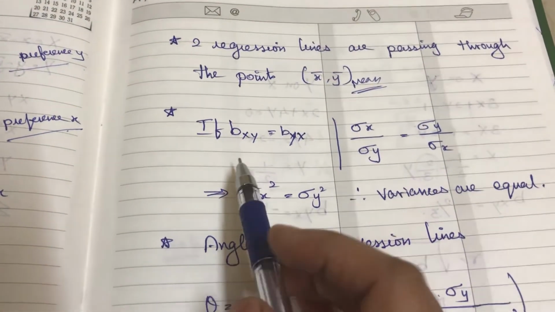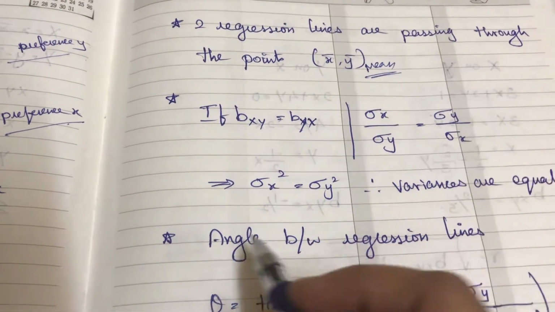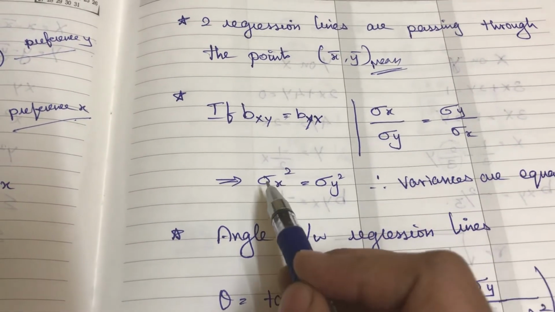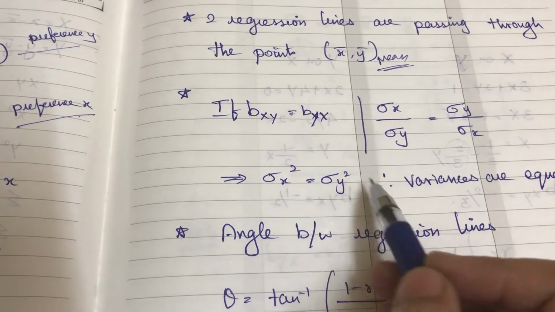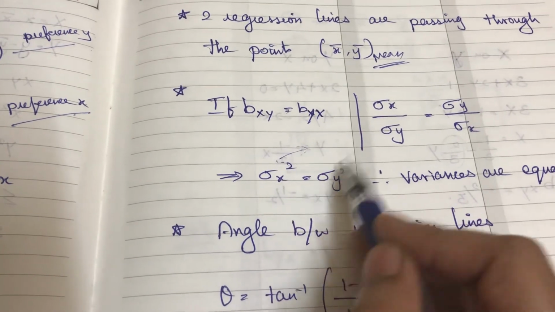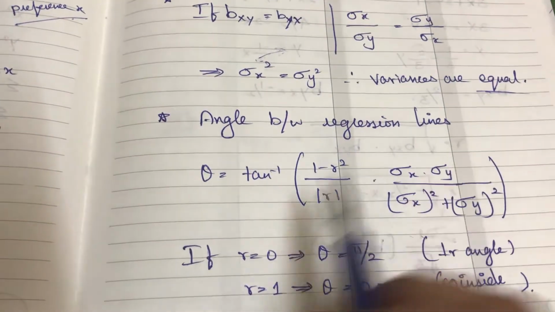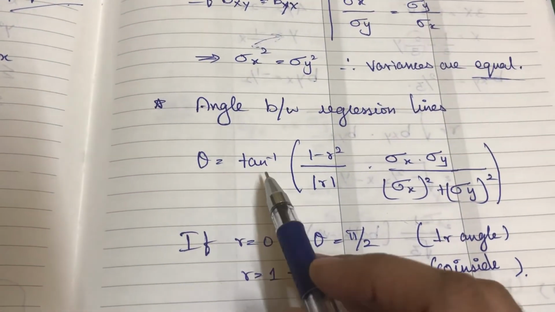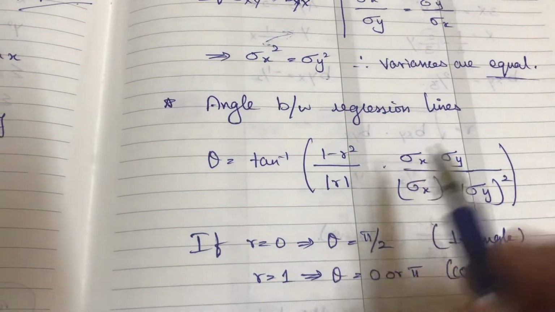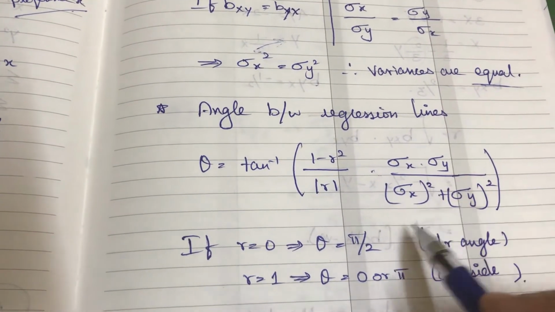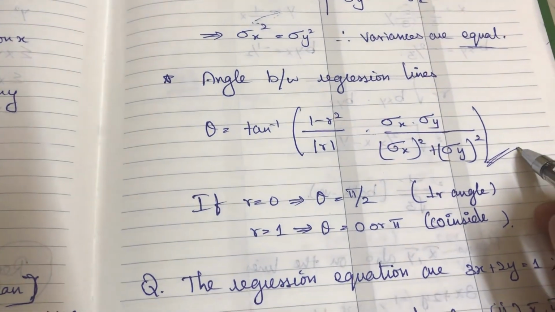Next, if these two regression coefficients are equal, I can easily write this as sigma x square equal to sigma y square. This is the variance for x, variance for y, so both are equal. The angle between the regression lines, theta, is equal to tan inverse of (1 minus r square) by modulus of r, into sigma x into sigma y by (sigma x square plus sigma y square). This is the formula for the angle.